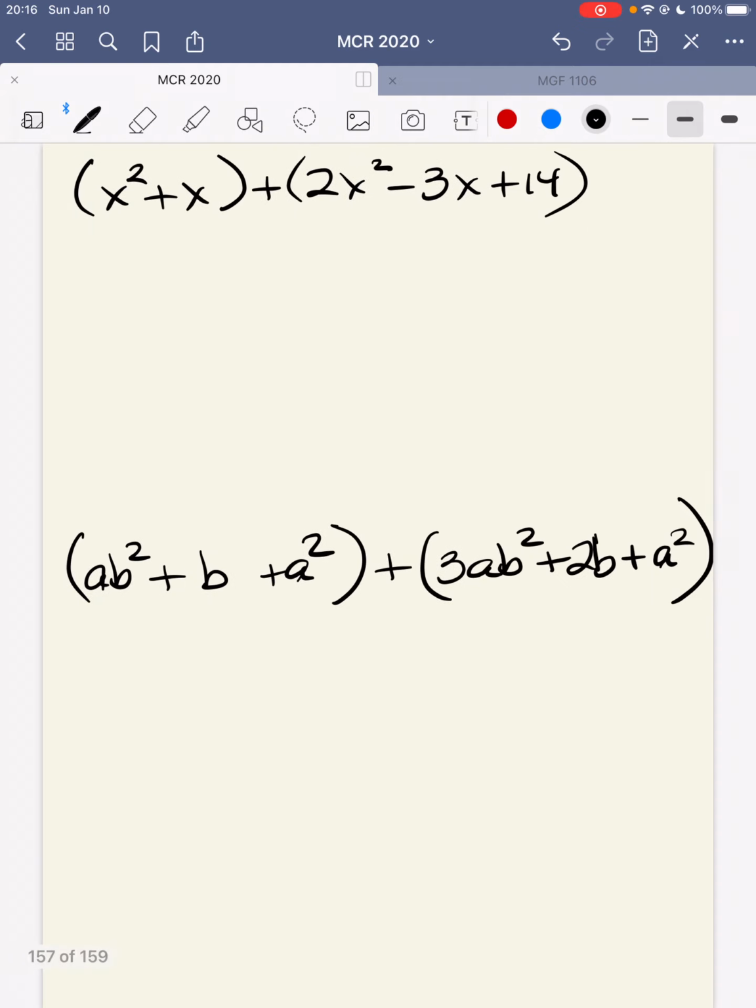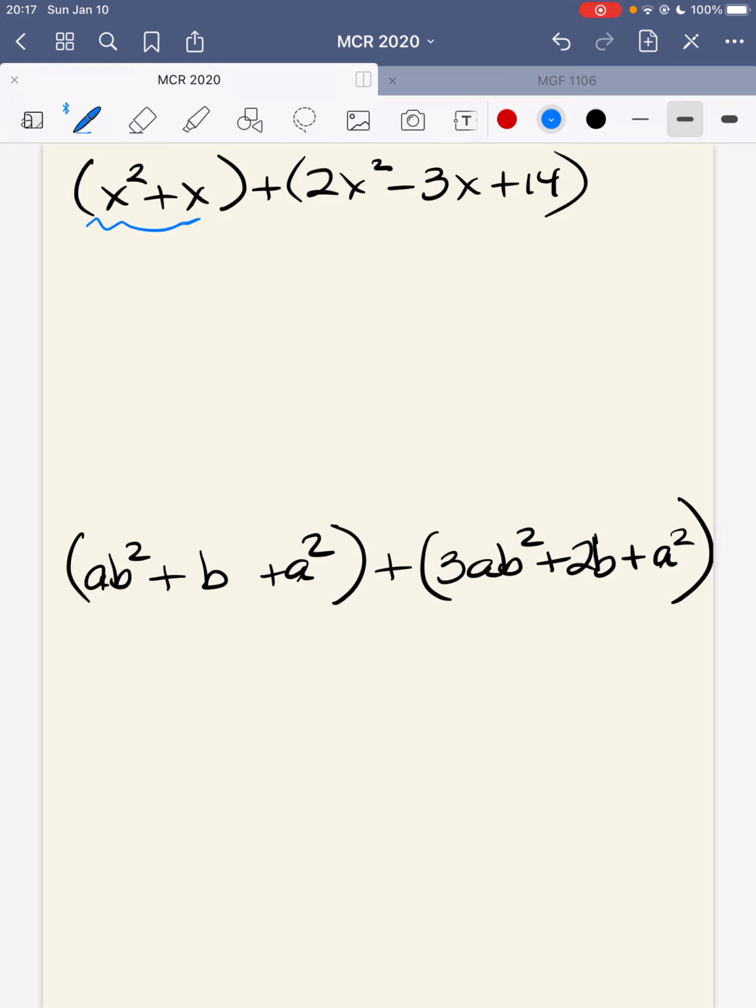All right, let's go ahead and look at this. Now here I have a binomial. I'm adding it to a trinomial. And I want to go ahead and write my like terms under each other. And so I'm going to take my binomial and write it underneath my trinomial.